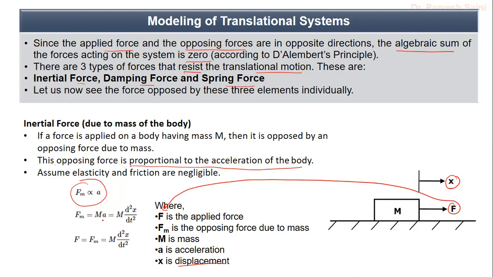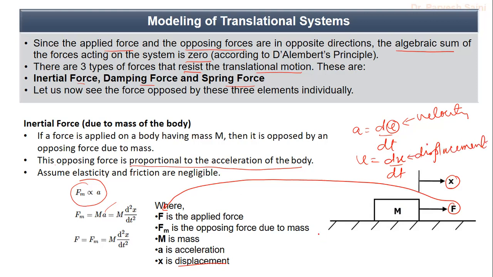So Fm is equal to ma, where m is the mass of the body, a is the acceleration, and acceleration is equal to dv by dt, where v is the velocity, and v is dx by dt, where x is the displacement. So we have a is equal to d square x by dt square, right? So this is what we have got.